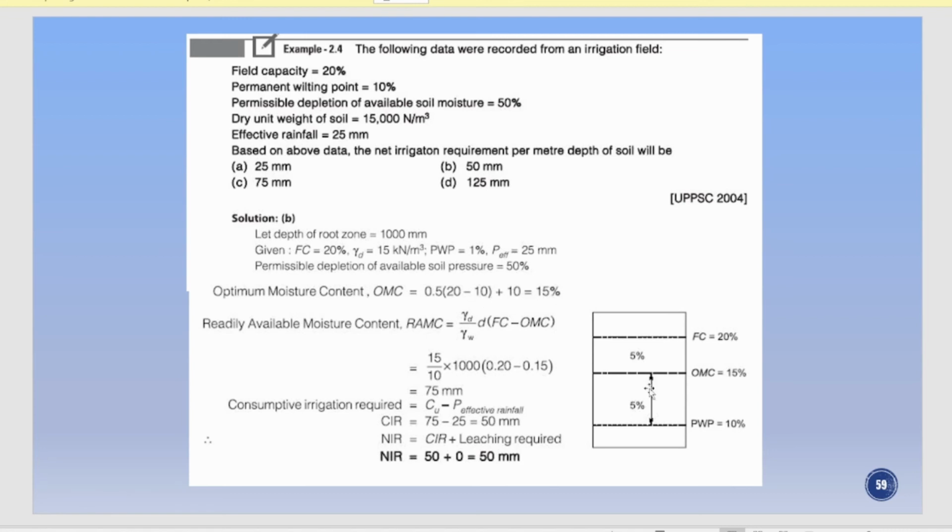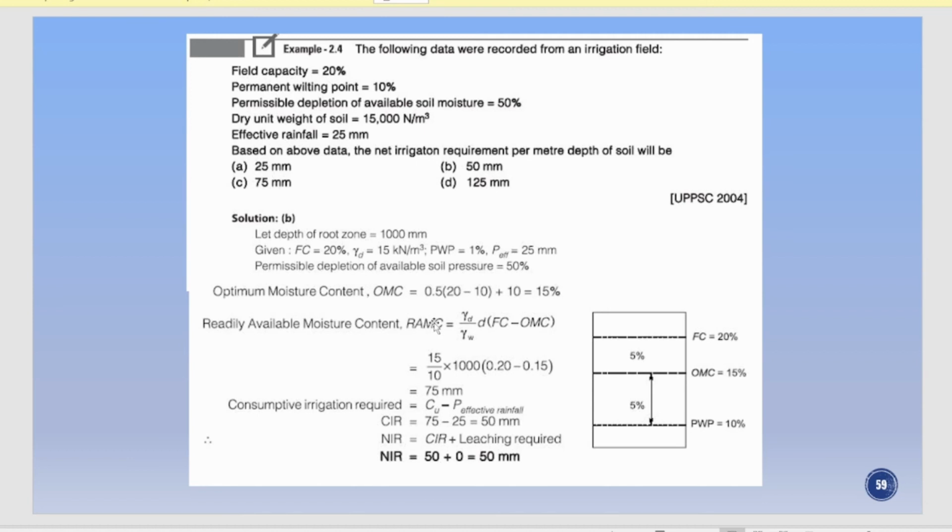Okay, we know that this is pwp. If I have to come to OMC, what I need to do? pwp plus 50 percentage of (20 minus 10). Okay, that is what I have to do. So I got to know my OMC is 15 percentage. So your field capacity is 20 percentage, permanent wilting point is 10 percentage, and optimum moisture content level is 15 percentage.